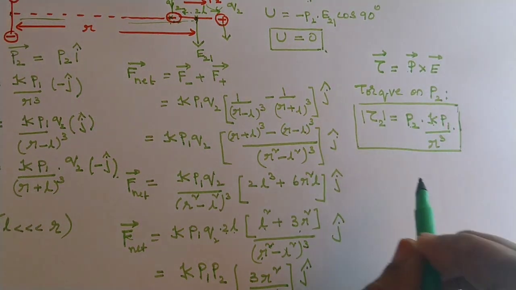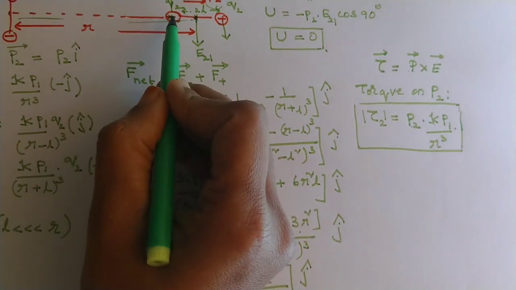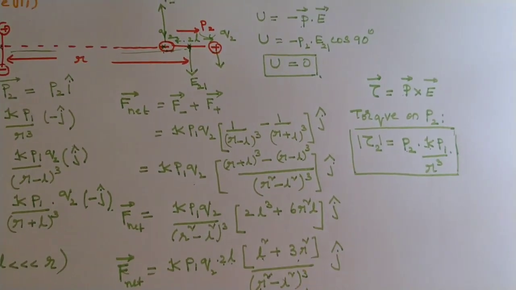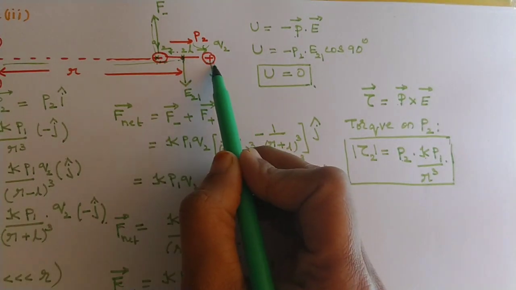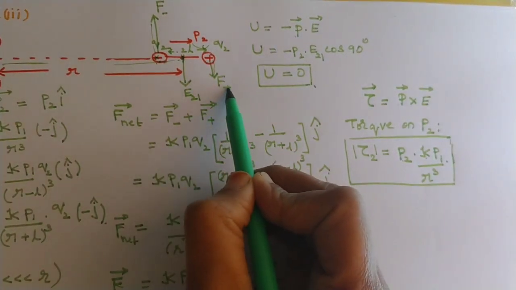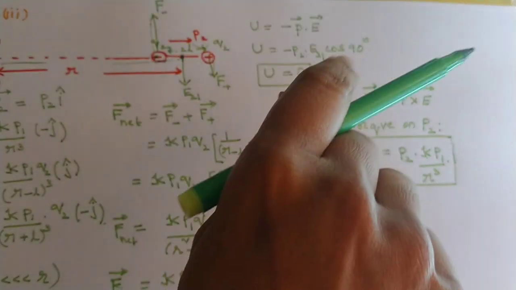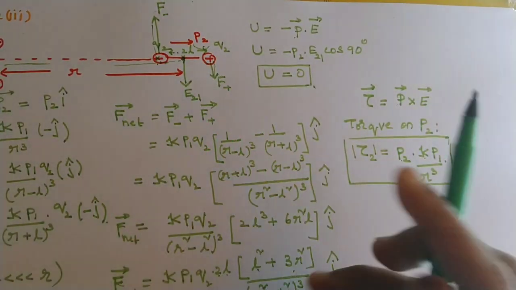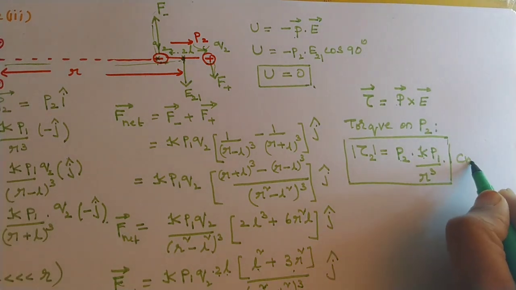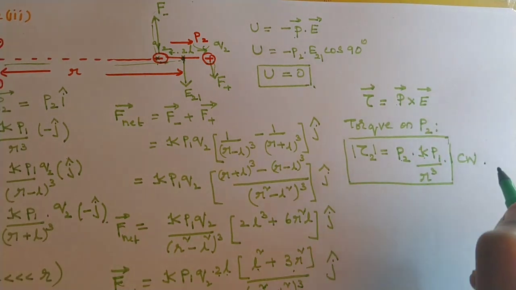And now look at the direction of this torque. Since this force is much longer, okay, F minus is more and F plus is less. This is the force F plus. The torque would be in clockwise direction because this is clockwise torque and this is also clockwise torque. So the direction of the torque is clockwise.